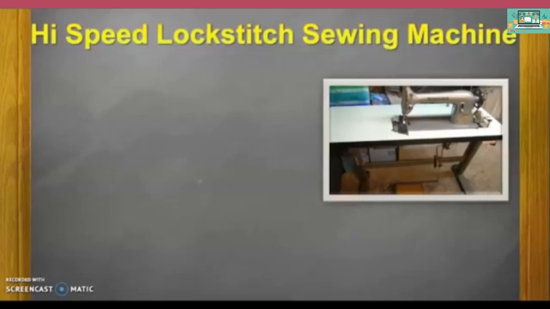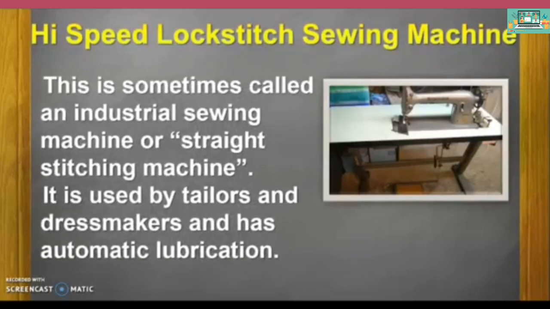High-speed lock stitch sewing machine. This is sometimes called an industrial sewing machine or straight stitching machine. It is used by tailors and dressmakers and has automatic lubrication.